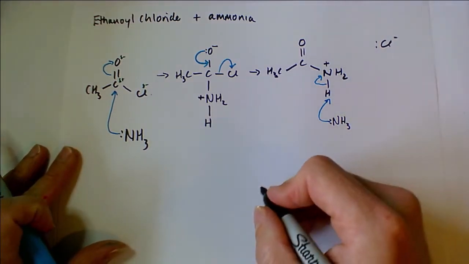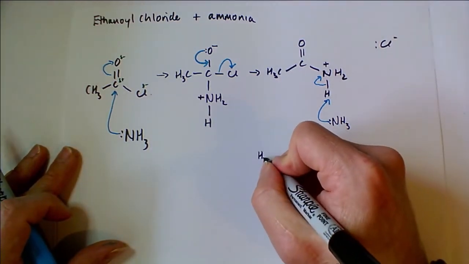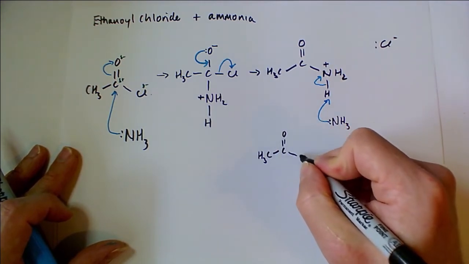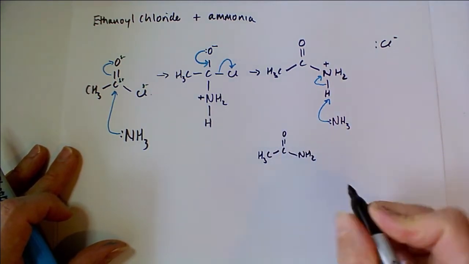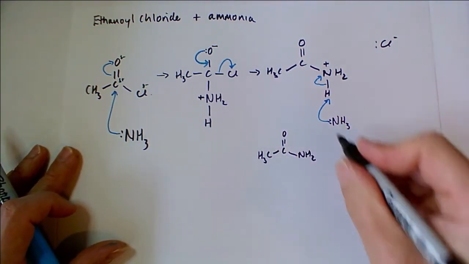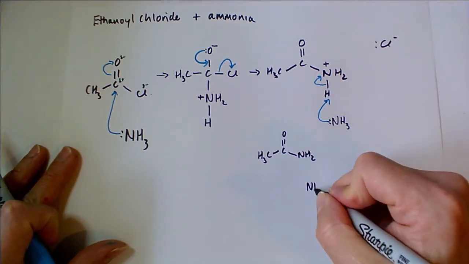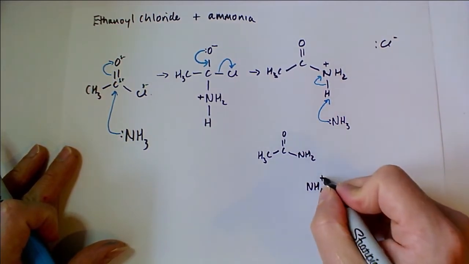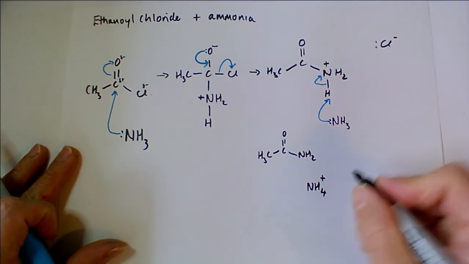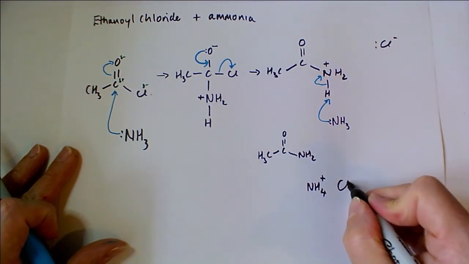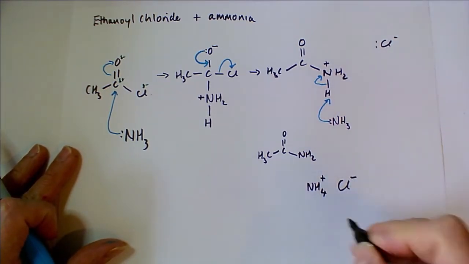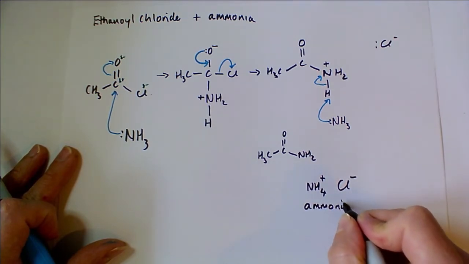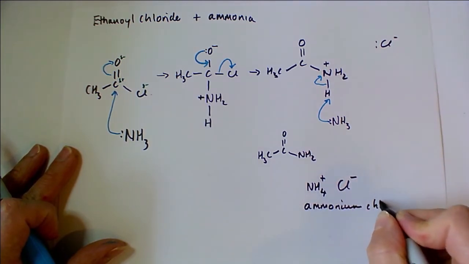So now I've made my final amide product, my ethanamide, NH2, no charges on this section. So now this NH3 has become NH4 plus. This then would buddy up with the Cl minus. So what I've produced here is ammonium chloride.